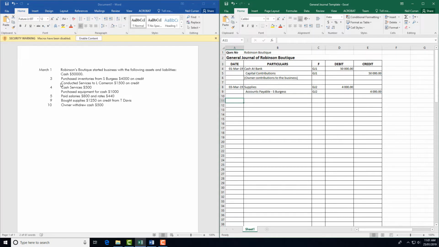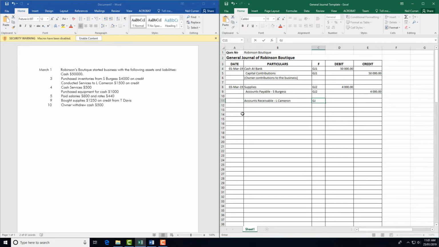So the next general journal is conducted services to Al Cameron on credit. So again, our credit on credit actually means that someone either owes us money or we owe them money. Since we are conducting a service, that means someone owes the business money, and that is deemed to be called an accounts receivable. So accounts receivable being an asset, it will be on the debit side.